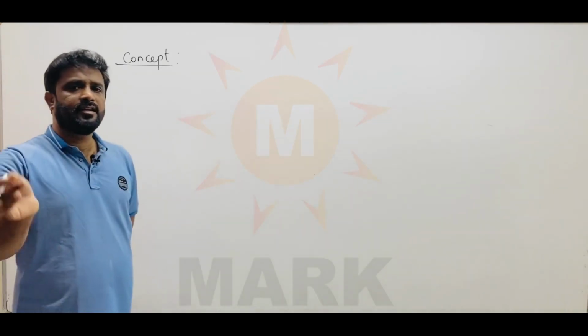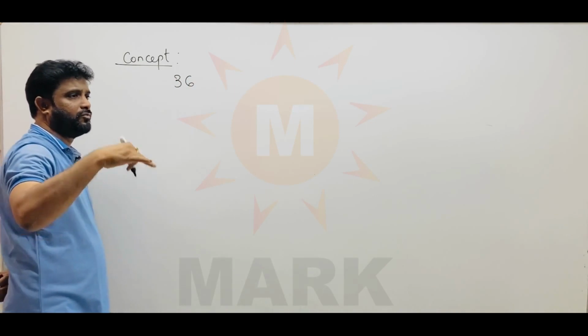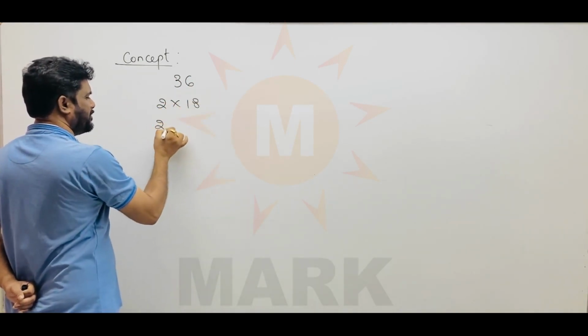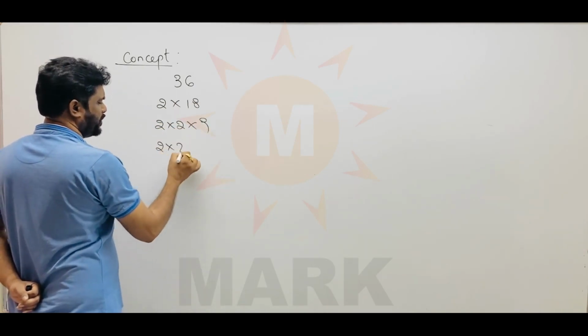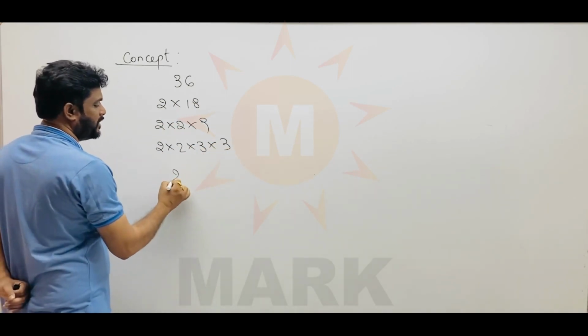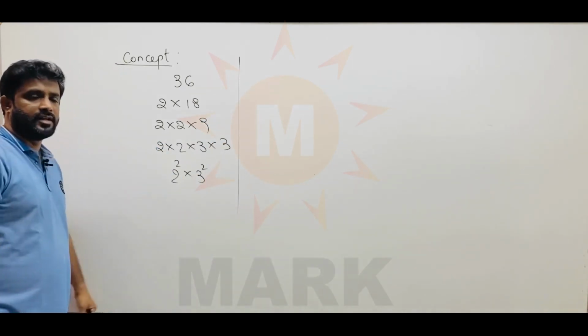Now friends, let us understand the concept. I am taking the number 36. You know very well, first we have to do prime factorization. So I am writing it as 2 into 18. Then I am writing it as 2 into 2 into 9. Then I can write it as 2 into 2 into 3 into 3. So finally we can write it in prime factorized form as 2 square into 3 square.